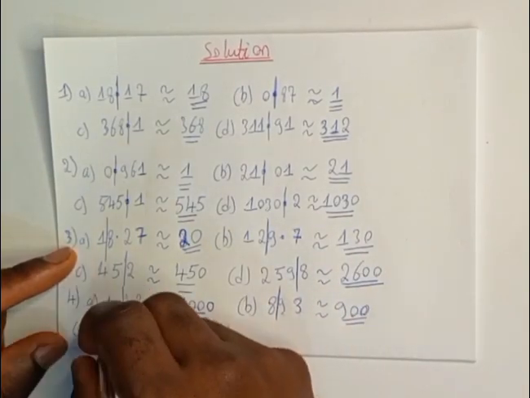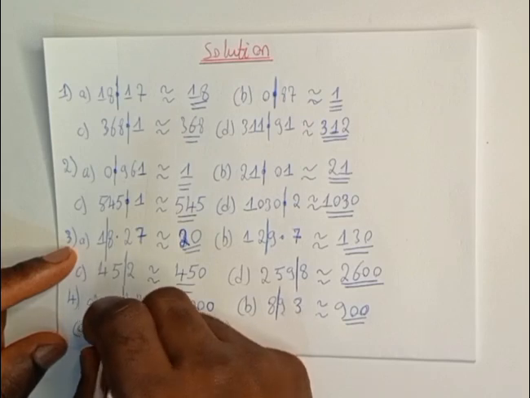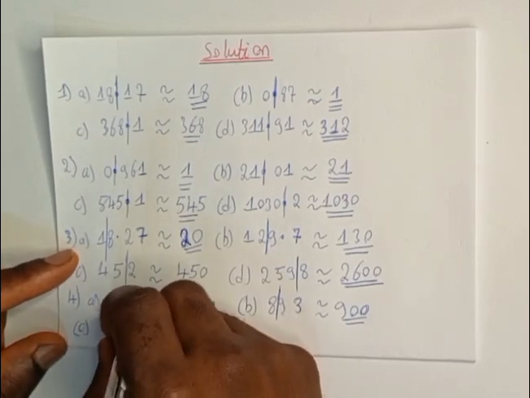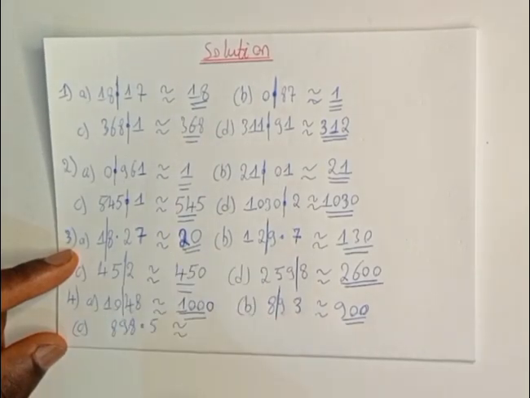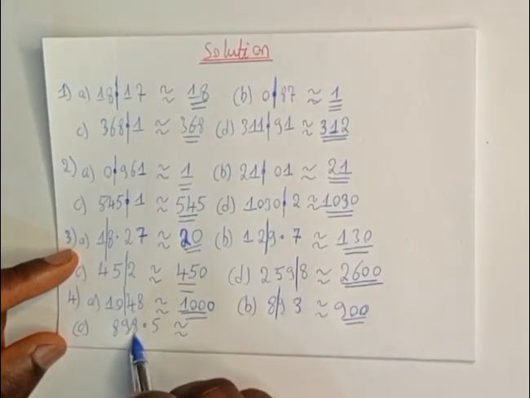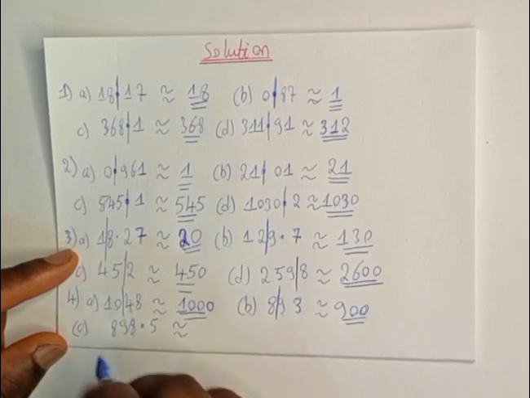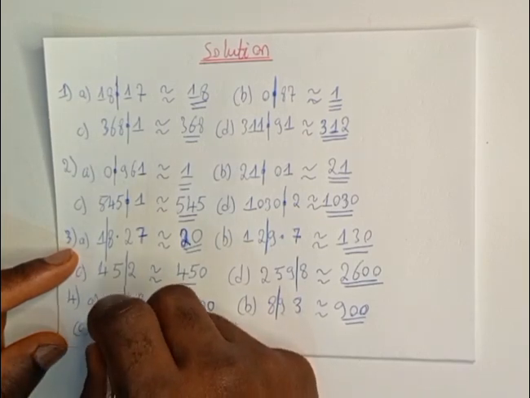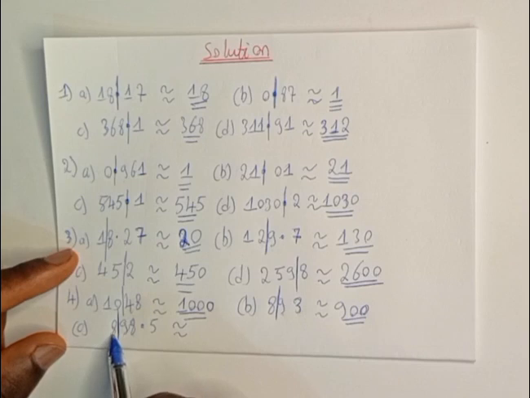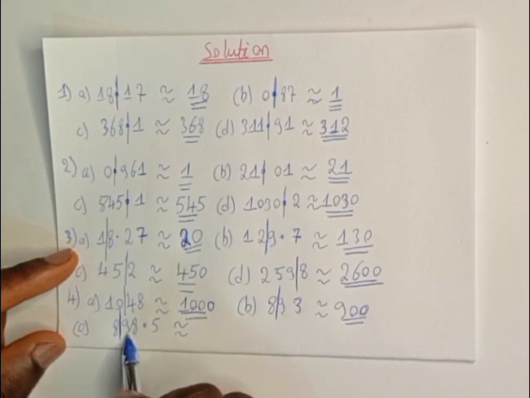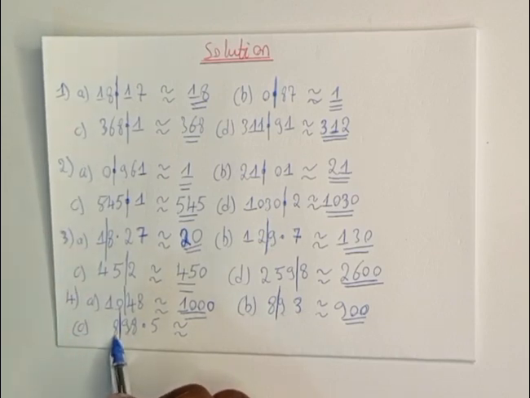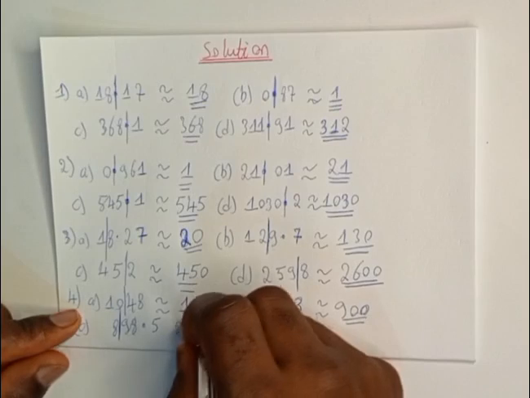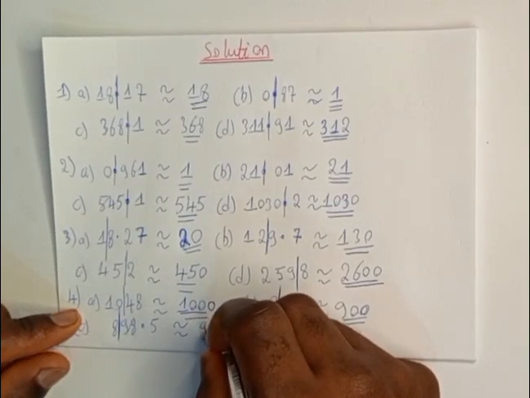For C, we have the number 898.5. This will be approximately, this is units, tens, hundreds. We have to round off between the digits 8 and 9. 9 is greater than or equal to 5. It is rounded up to 1. We have to add the 1 to this 8, which gives us 900. We will replace the other digits with zeros.